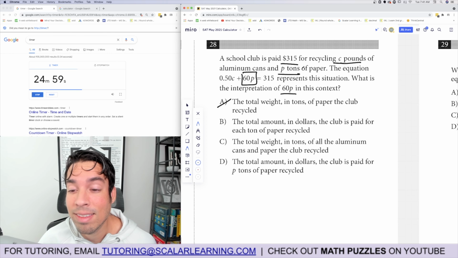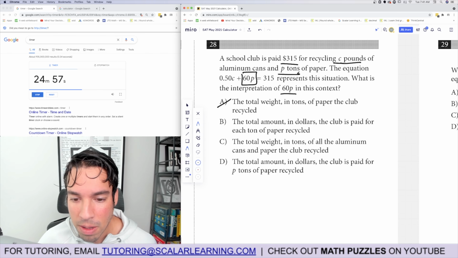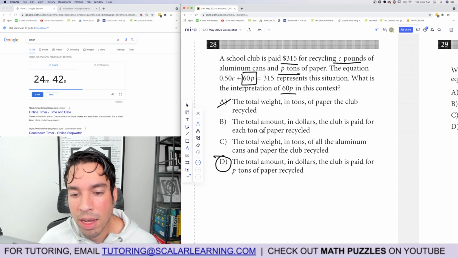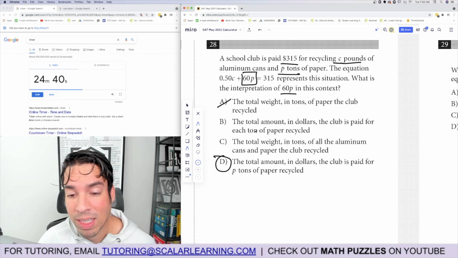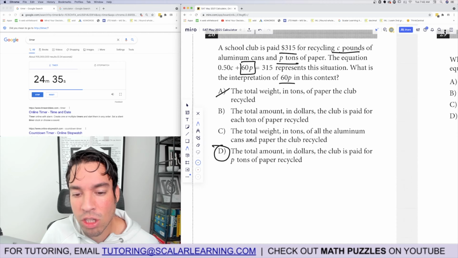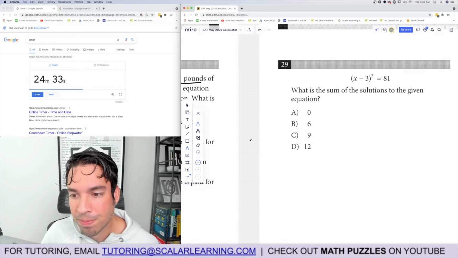Oh, it's tons, not pounds. Okay, that makes a little more sense. It's the total amount of dollars the club is paid for, not each ton. It's the total amount the club is paid for P tons. Yeah, this is the answer, because they didn't say each ton. That would be 60. But they said, what is the interpretation of 60p? Okay, so they're paid 60 each ton, but they're paid a total of 60p.